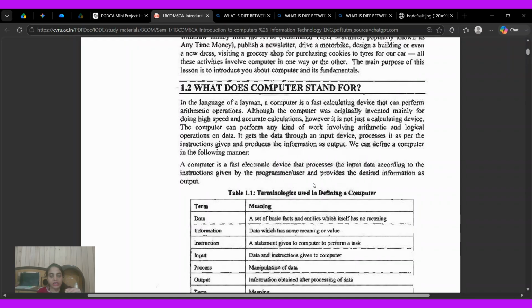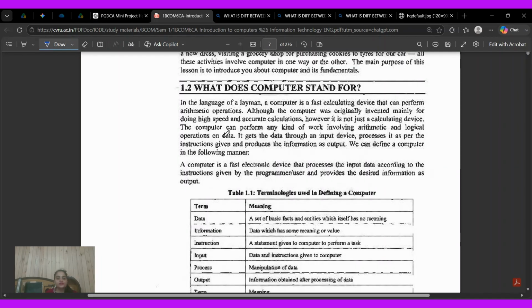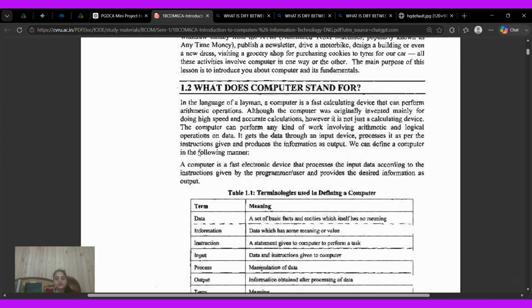Arithmetic operations. I'll be telling what arithmetic operations are, so don't worry on that end. Moving ahead, arithmetic operators, their purpose is basic mathematical computations. It says that although the computer is a fast calculating device, it can perform arithmetic operations.